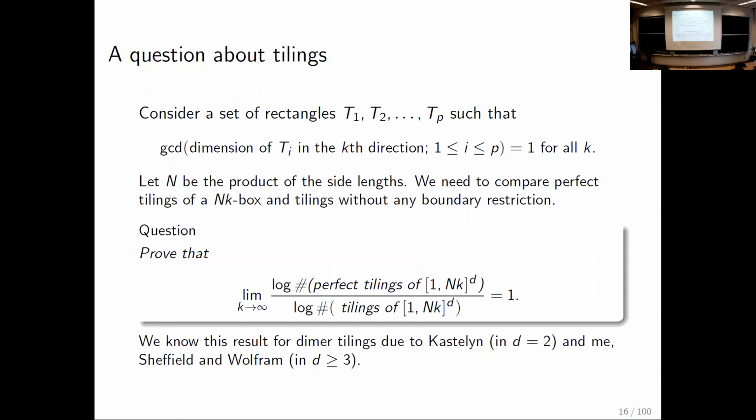So I can look at the tiling like this, which is perfect on the boundary. But then I can also allow these tiles to overlap to cover the boundary. The perfect ones are the ones which don't cover the boundary at all. You have a perfectly smooth shape.